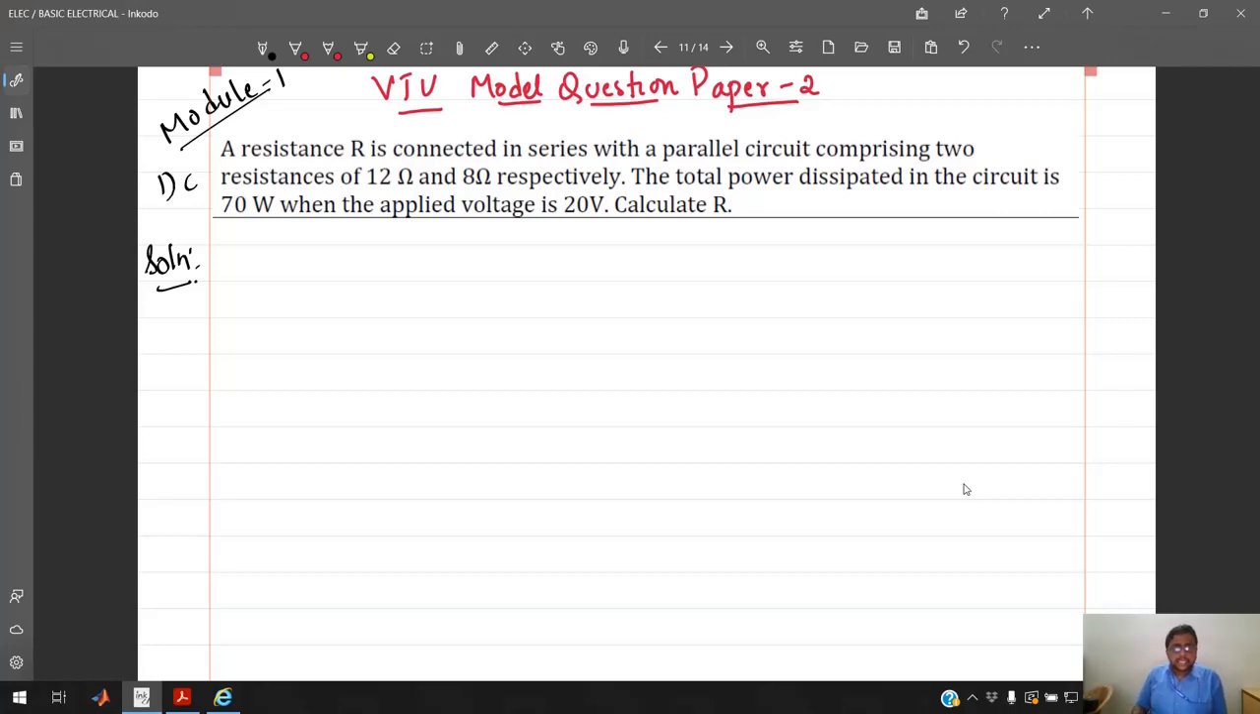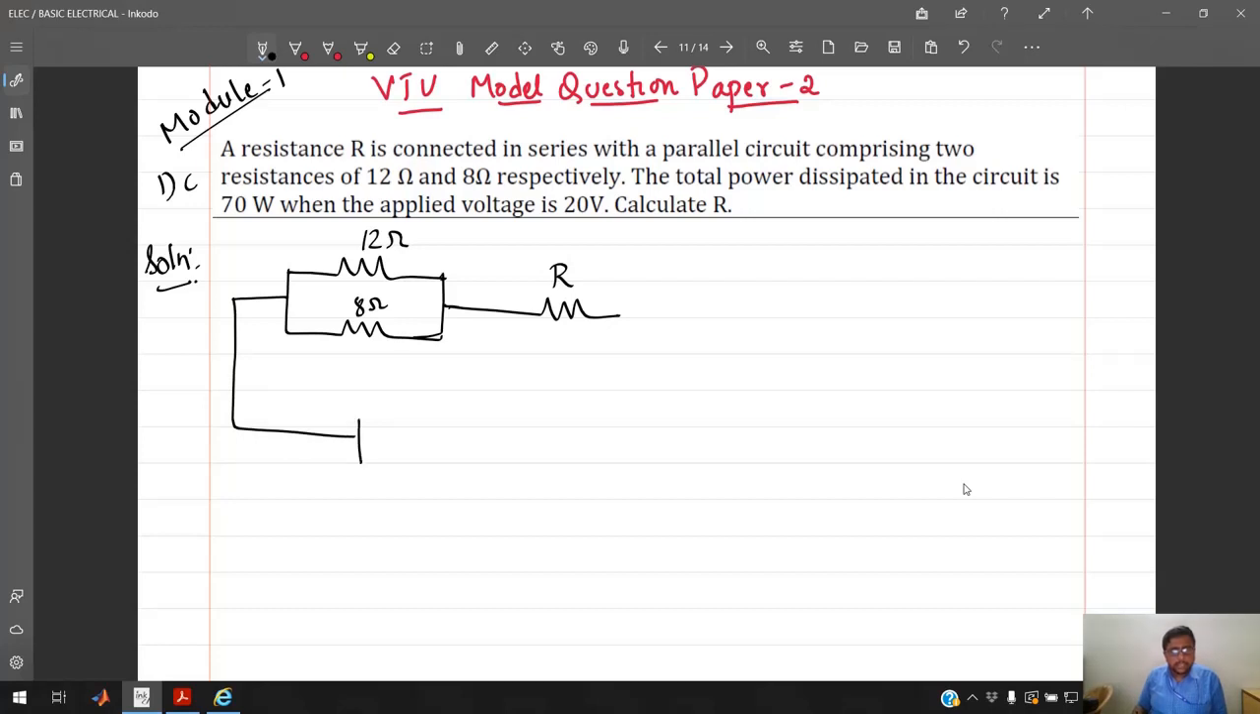A resistor R is connected in series with the parallel circuit of 12 and 8 ohms. So 12 ohm and 8 ohm are connected in parallel. Now this is connected in series with the unknown resistor R, and the supply voltage is given as 20 volts. The total power dissipated is given as 70 watts. You need to find out the value of the unknown resistor R.